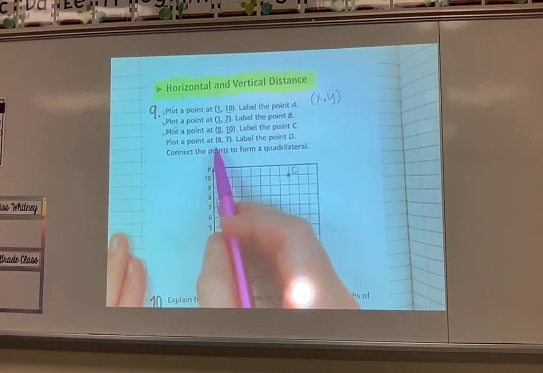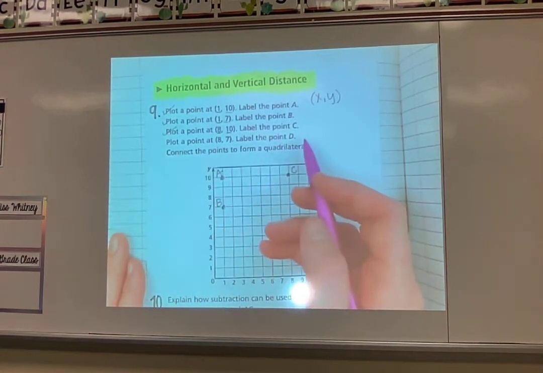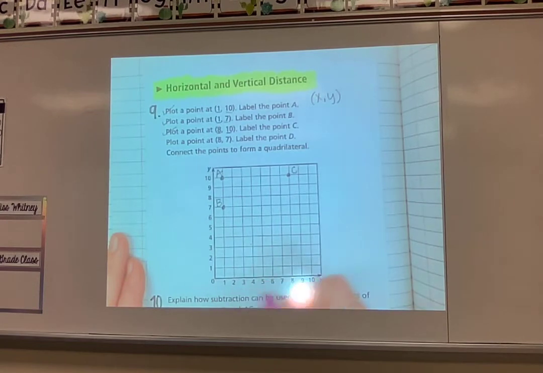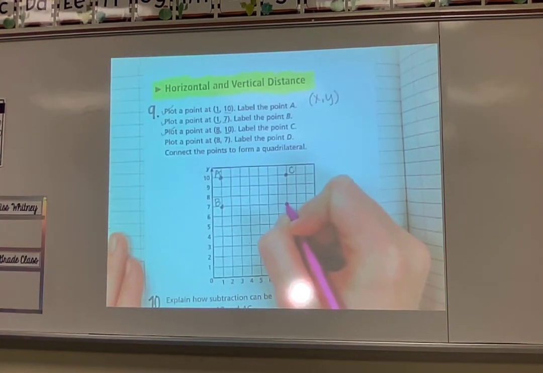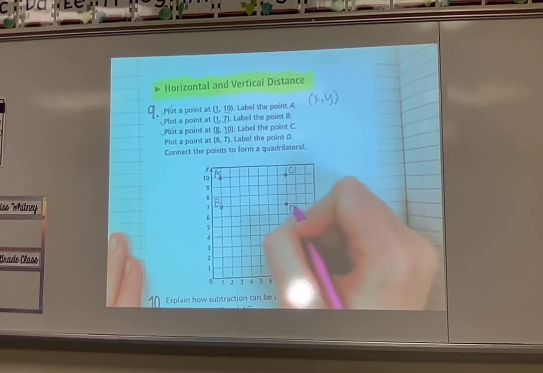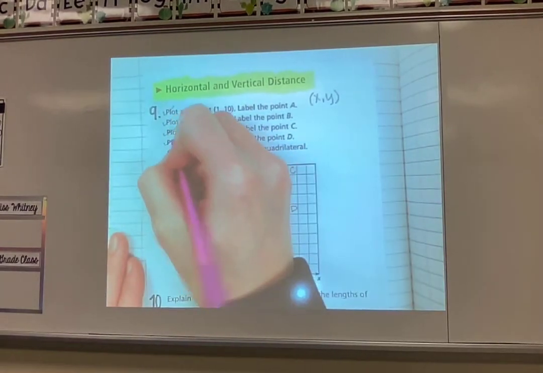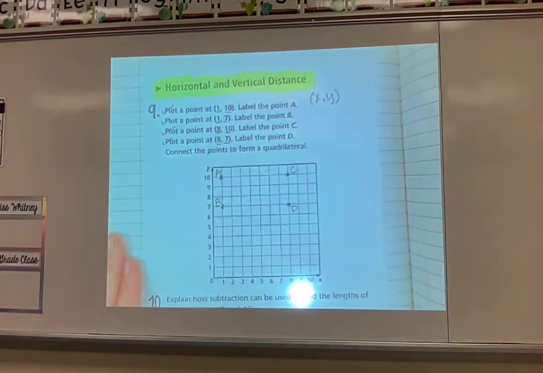Lastly, plot a point at 8, 7. Label the point D. So 8 is my X coordinate, 7 is my Y coordinate. Put my point, label it D. That's the letter that it gave me. And check it off because that one is done.